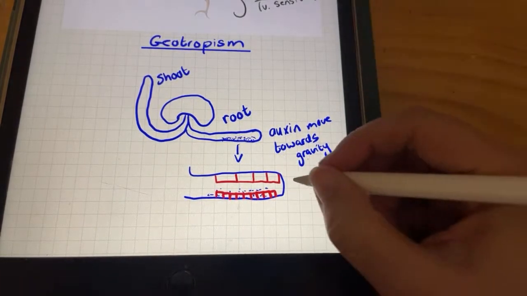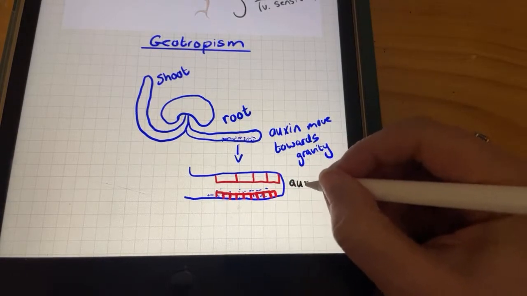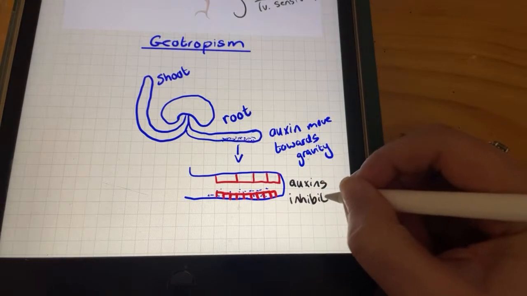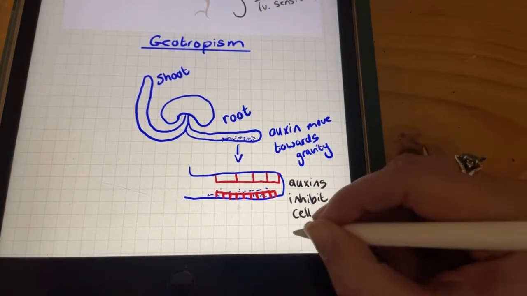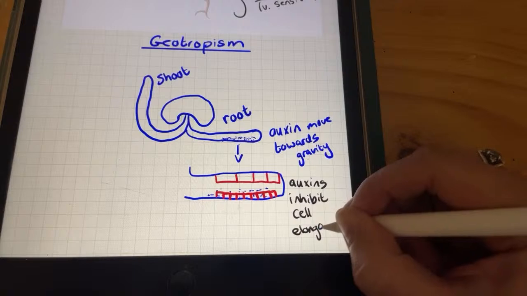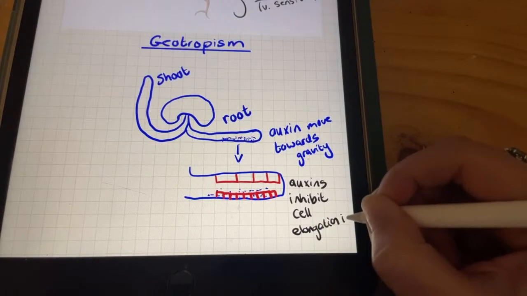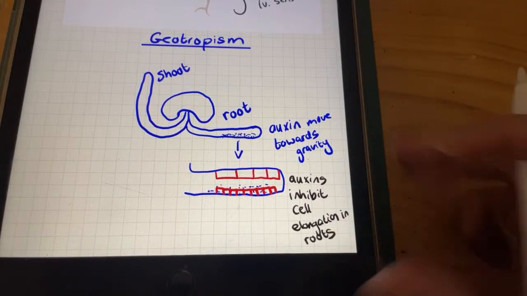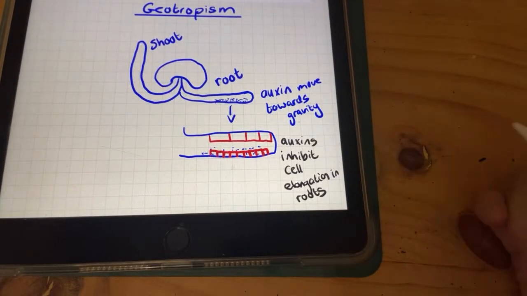And this is because auxins inhibit cell elongation in roots. Whereas in shoots, it promotes cell elongation.